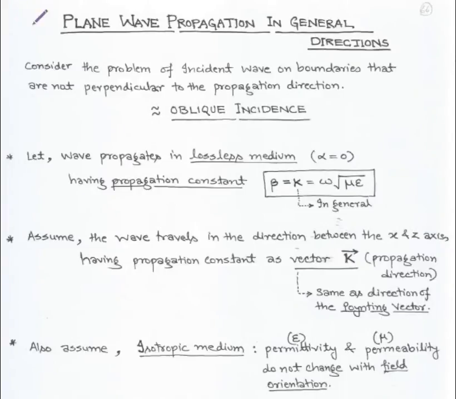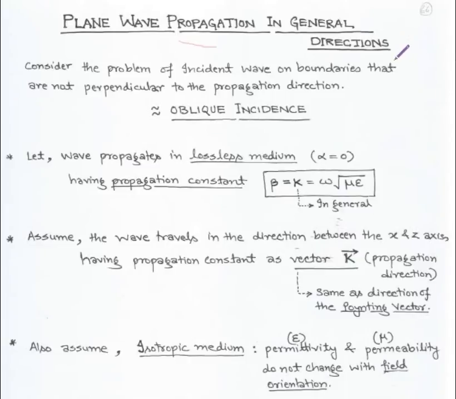Plane wave propagation in general directions. In our last video lectures, we have talked about the propagation of a uniform plane wave at normal incidence, which means that here the boundaries are perpendicular to the direction of propagation. That is called a normal incident.